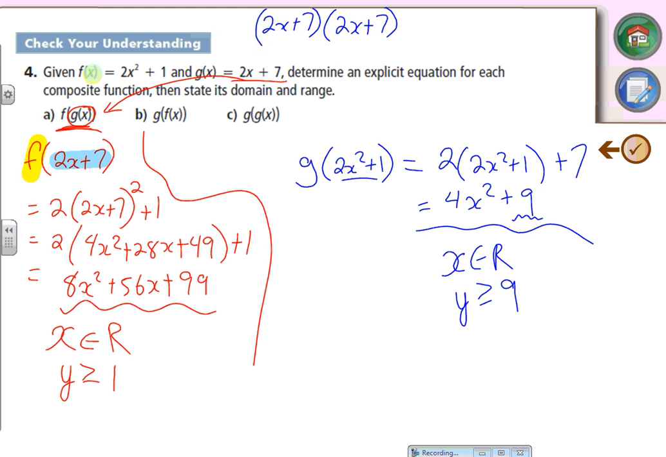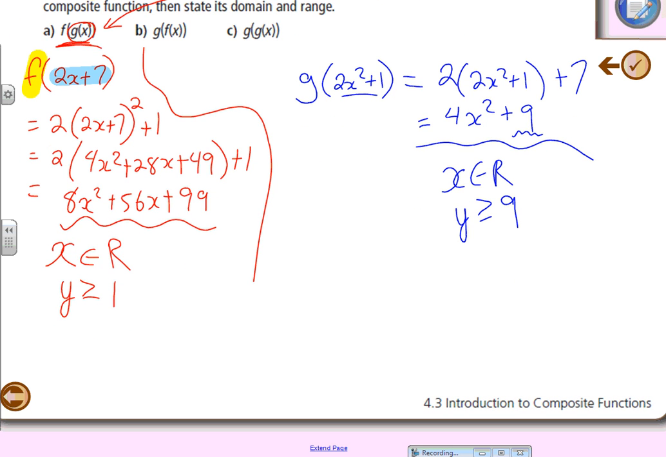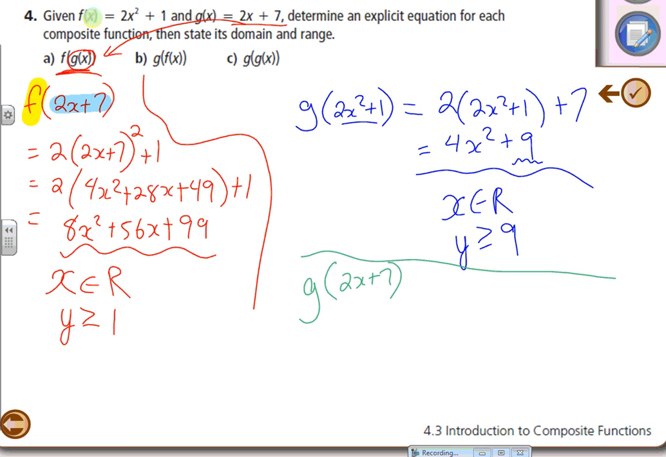Last one, stuff the g into itself. And we've got the g equation was, what was it, 2x plus 7. So wherever you see an x in the g equation, put 2x plus 7. We start writing the g equation. There's an x, so I put this into its place, plus 7, and keep finishing off g.